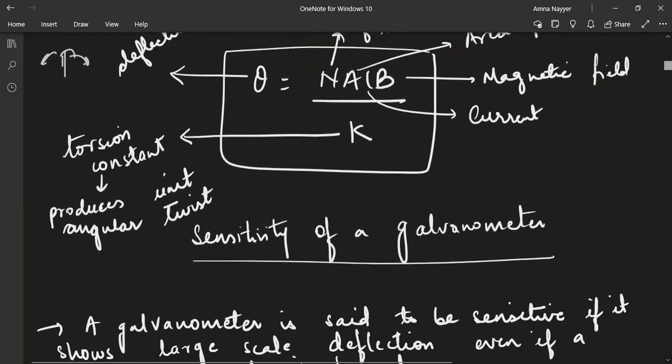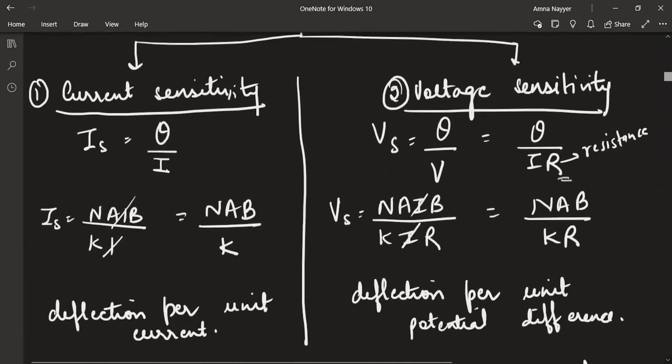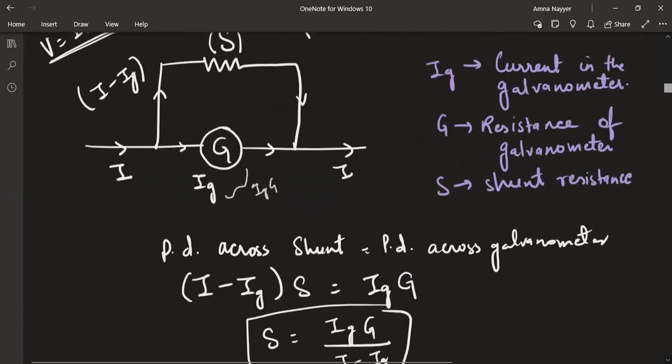Now sensitivity of the galvanometer. This means, for a very small current, how much deflection is it showing? If it is deflection per unit current, we call it current sensitivity. If it is deflection per unit voltage, we say it is voltage sensitivity. The formula of current sensitivity is NAB by K, and the formula for voltage sensitivity is NAB by KR. This is what is meant by sensitivity and the two formulas for it.